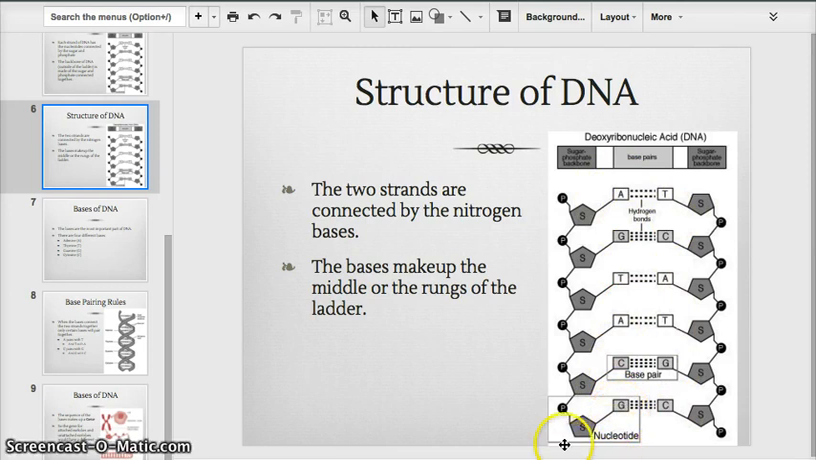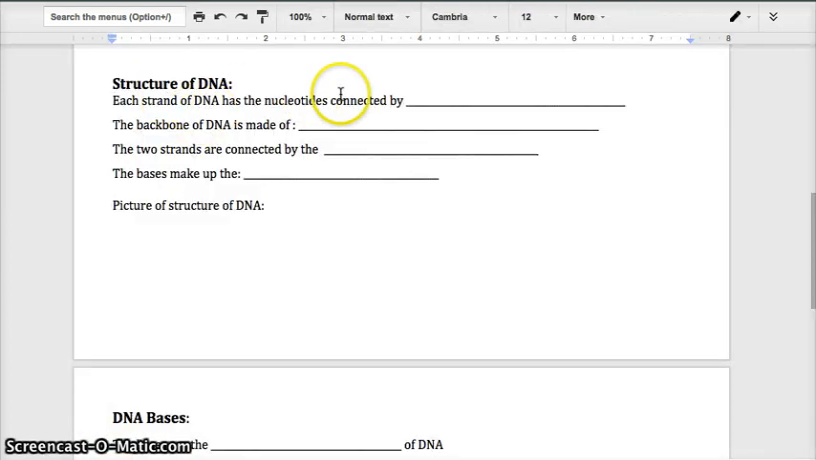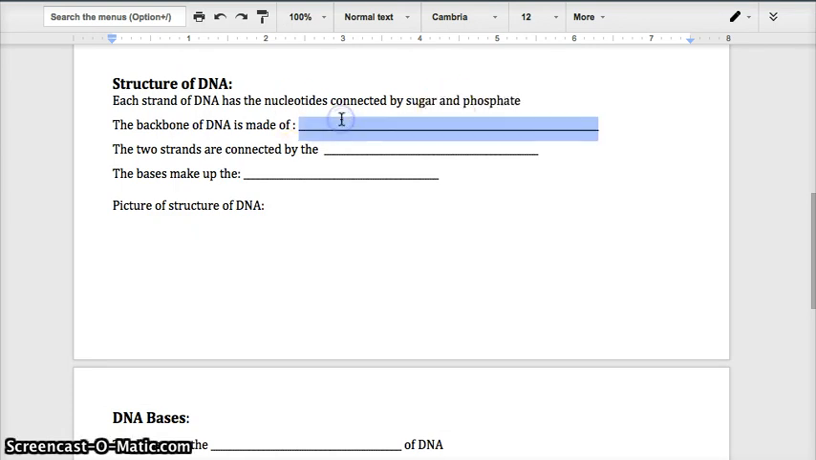And again, here's our whole nucleotide. Here's a nucleotide. Here's a nucleotide. Over here, here's a nucleotide. They're just upside down. It's the same thing repeated over and over. The only thing that's different is which base is on that nucleotide. So if we go back to the notes, each strand of nucleotides is connected by a sugar and phosphate, and the backbone of DNA is made up of a sugar and phosphate.